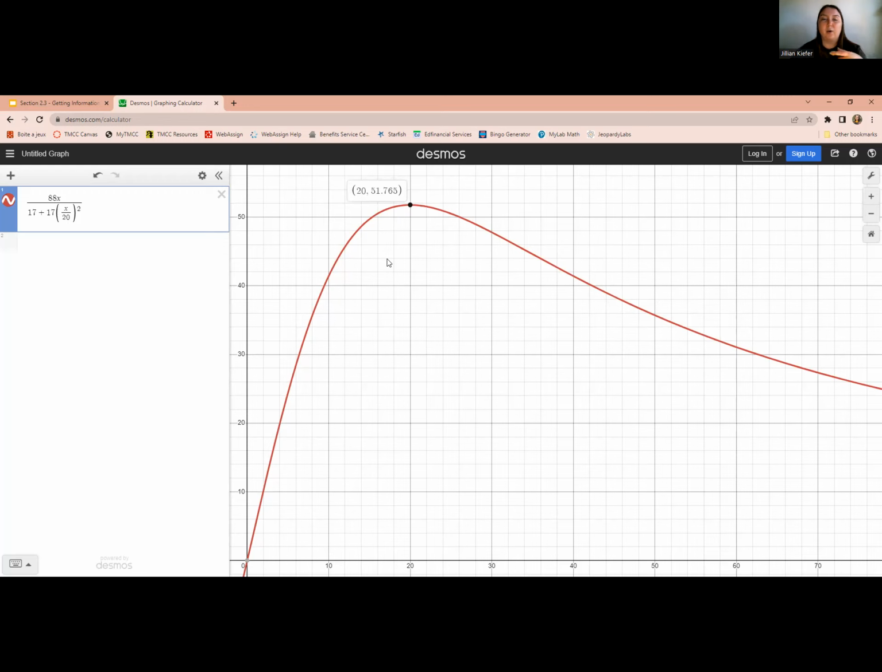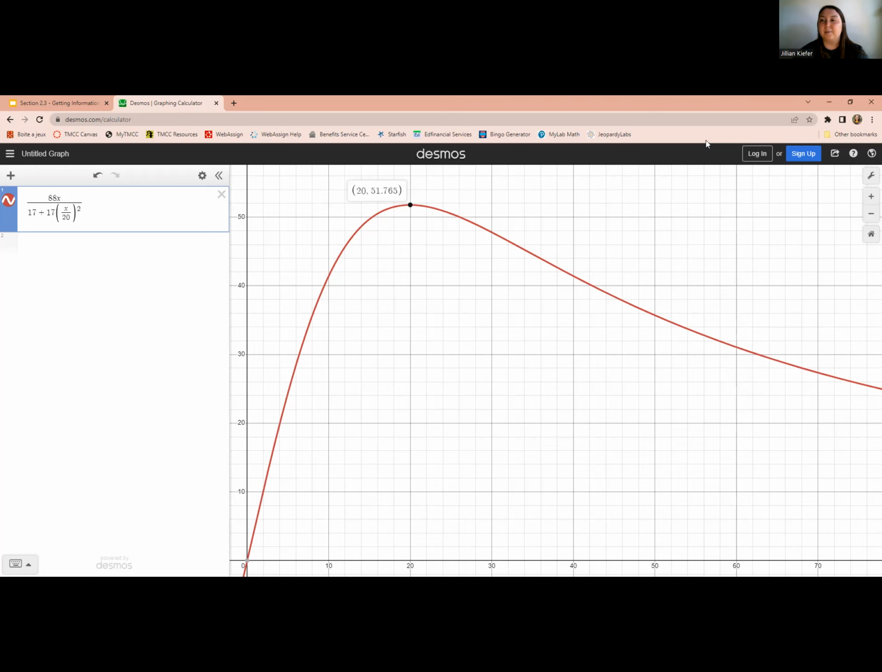So our maximum value is 51.765. We want to know at what speed the maximum value is achieved. The speed is that question, where is the maximum value? And the answer to that question is the x value, 20. So when speed is 20, we have the highest number of cars that can pass through, which is 51.765. So let's go ahead and write that in our notes, and we can answer that last question for part B as well.